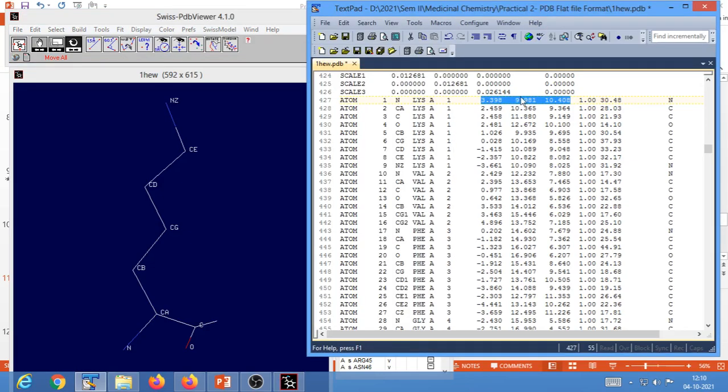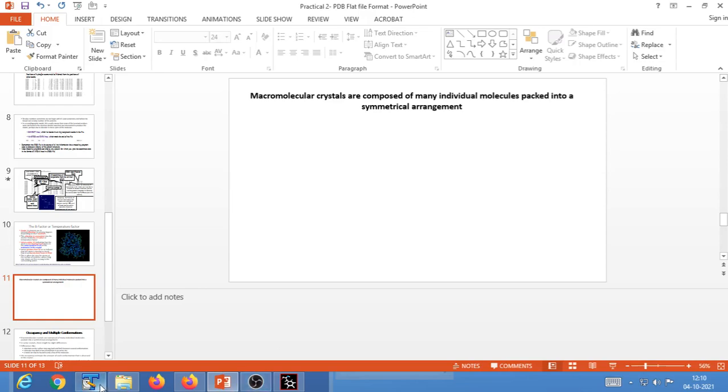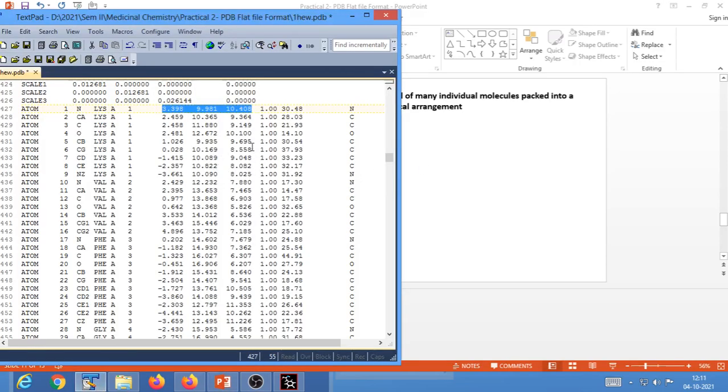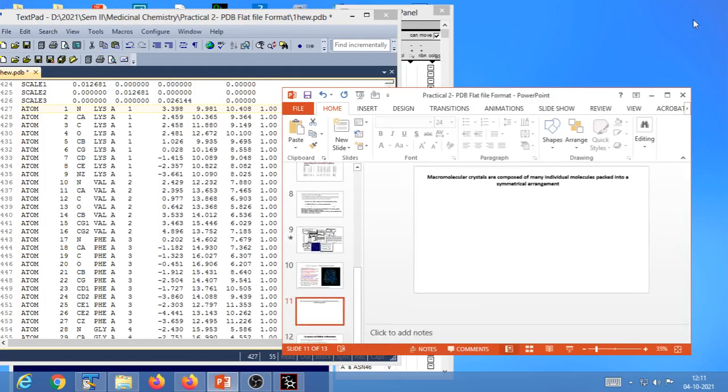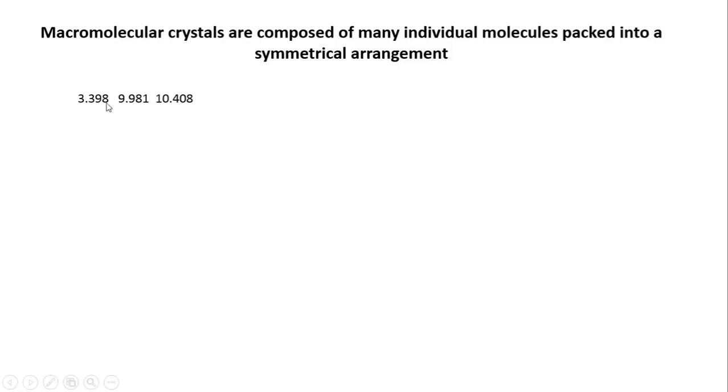You have got x coordinate, y coordinate, and z coordinate. So what do these coordinates mean is simple. Let us copy this thing, copy and paste it over. So here are the x coordinate, y coordinate, and z coordinate, and these coordinates are for your first nitrogen atom. So what do these x, y, and z coordinates actually mean?